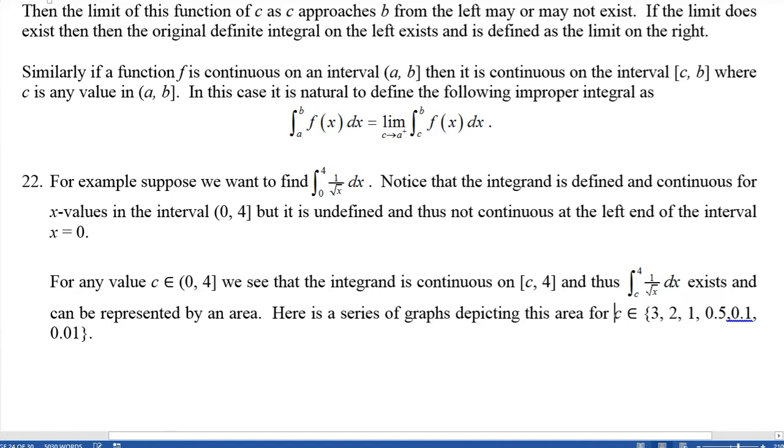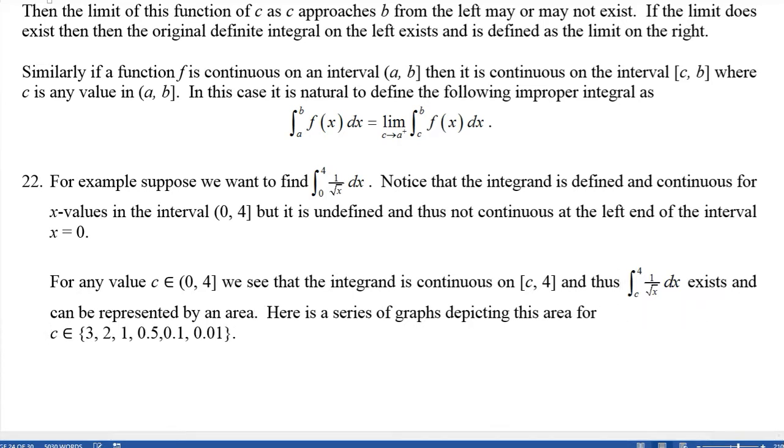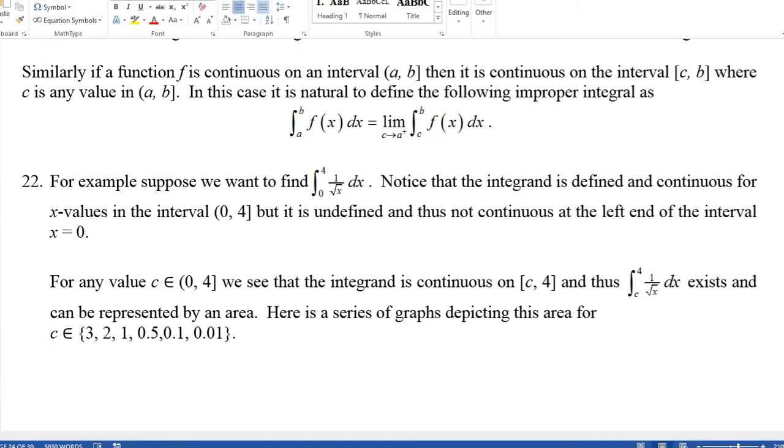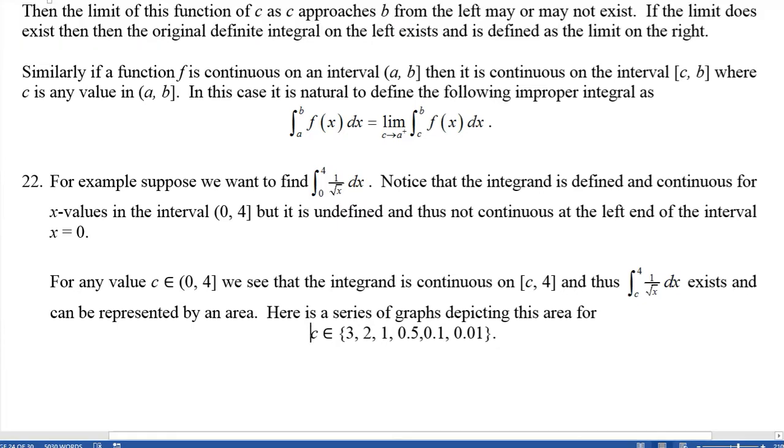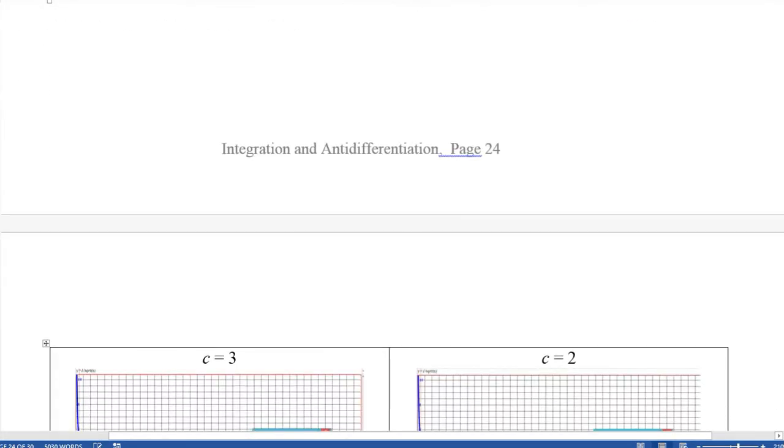So what we can do here is look at a variety of c values. I'm going to go between 0 and 4 for all of these, approaching 0 from the right. We'll start pretty far to the right at 3, then go down to 2, 1, a half, 0.1, and 0.01. And graphically, here's what we're looking at.